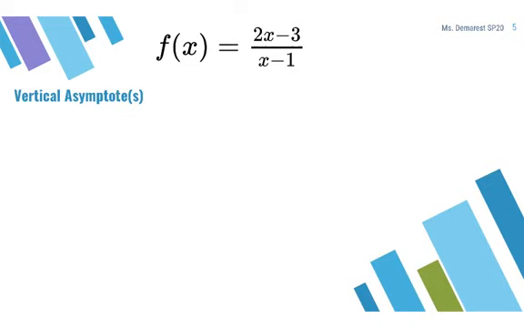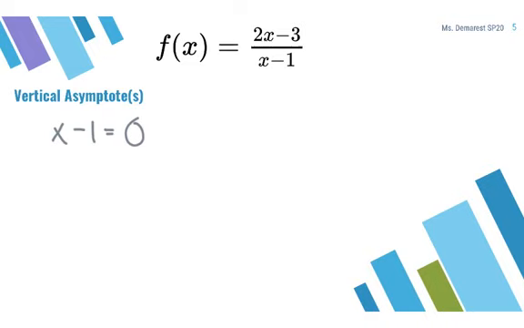So vertical asymptotes are where the function's undefined. And where is a fraction undefined? It's undefined when the denominator is 0. We can't divide by 0. So to find my vertical asymptote, all I do is set my denominator equal to 0. Now in this case, because we canceled things, we only have one number in the denominator, but I want to make sure it's clear that you can have multiple vertical asymptotes.